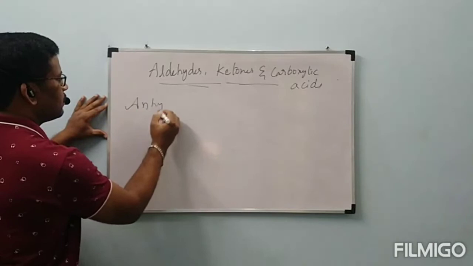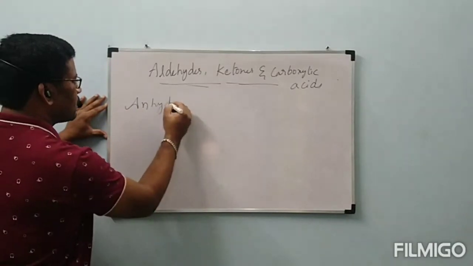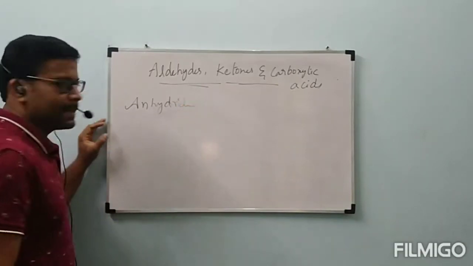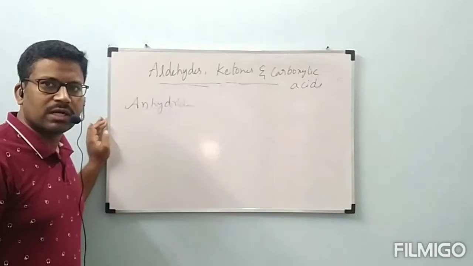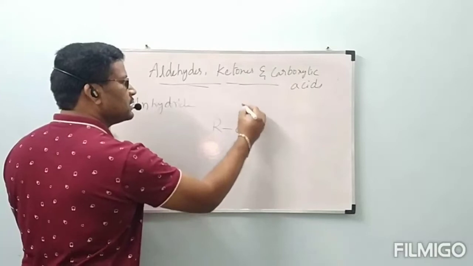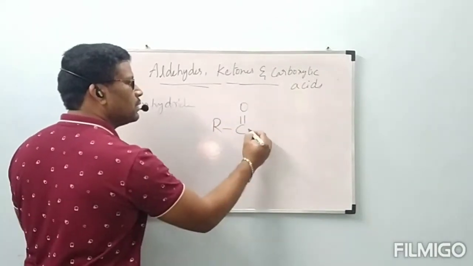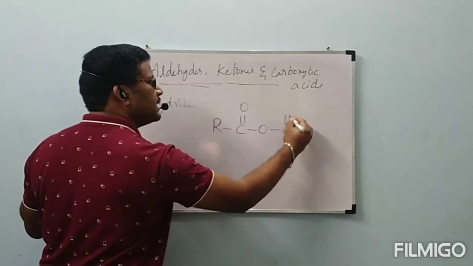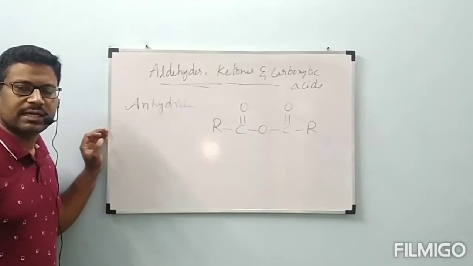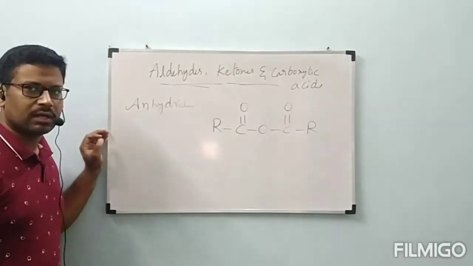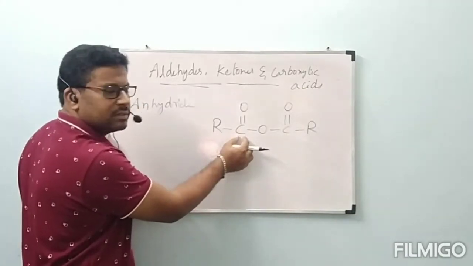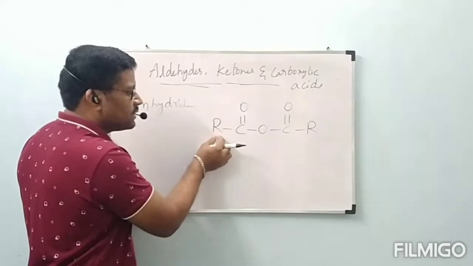Anhydride. What is the general formula of anhydride? General formula of anhydride is R C double bond O, O C double bond O, R, in which this C double bond O group, which is carbonyl carbon, is bonded with oxygen as well as R group.